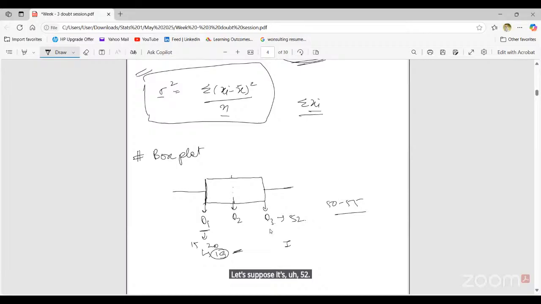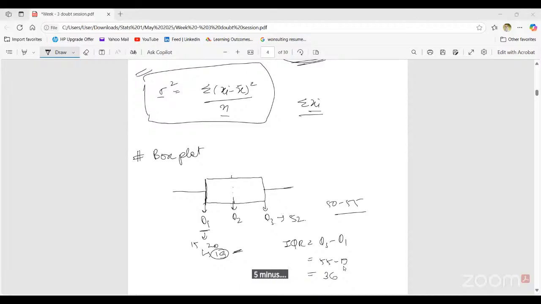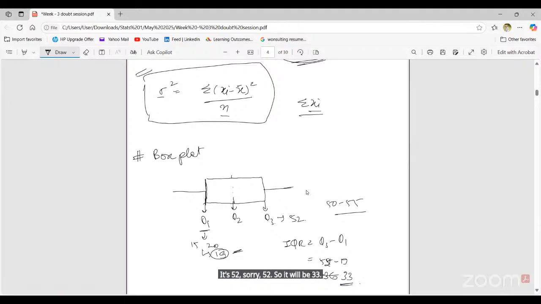So what is IQR? IQR is basically quartile 3 minus quartile 1. So what is quartile 3? 55 minus 19. It's 52, right? Not 50. It's 52, sorry. So it will be 33. Okay. Is it fine? Yes, ma'am.